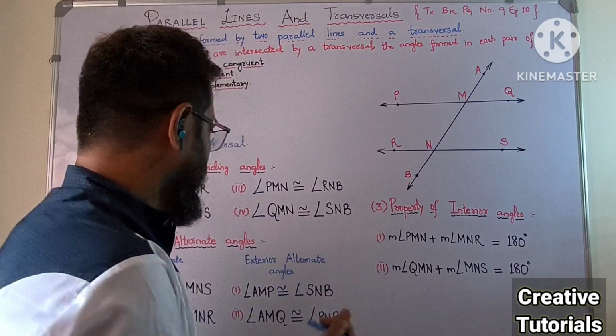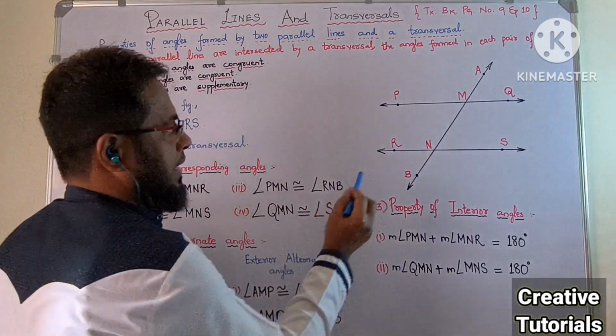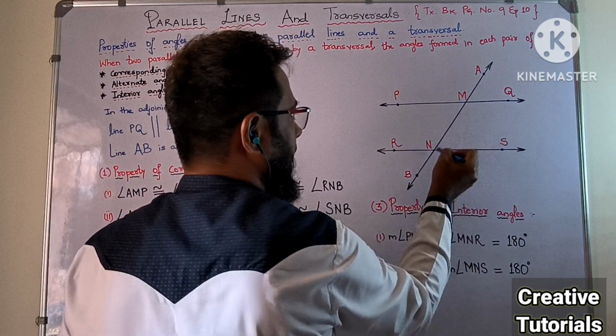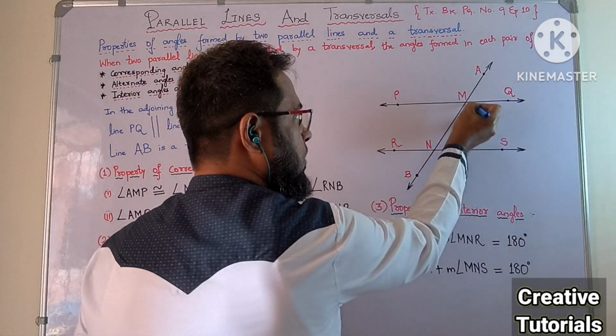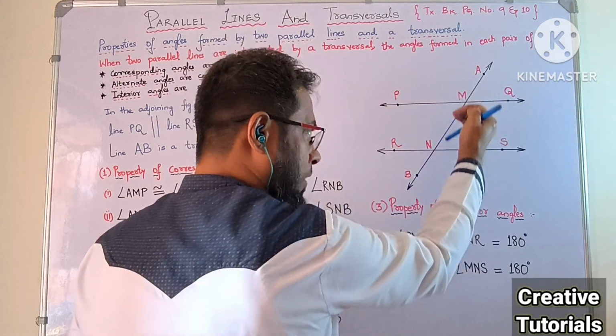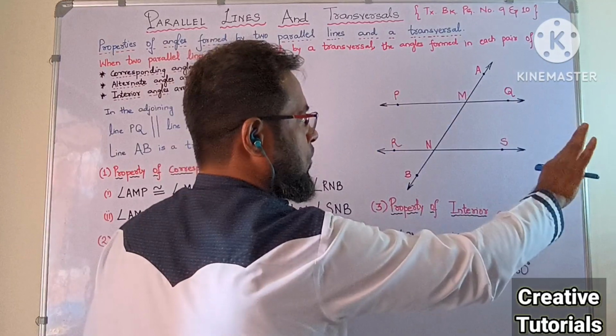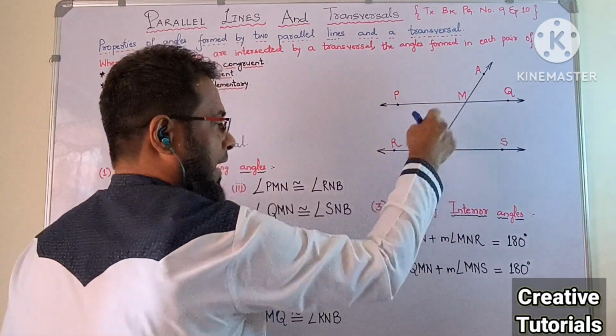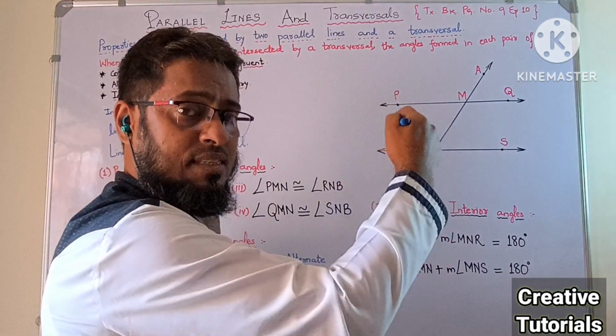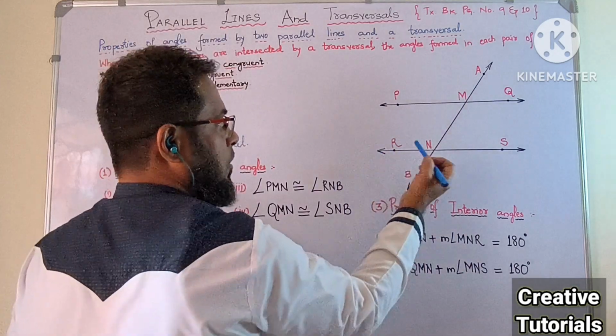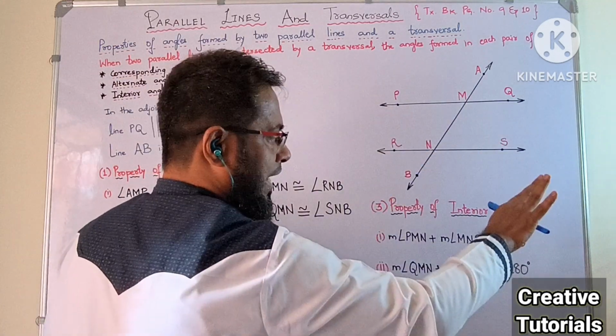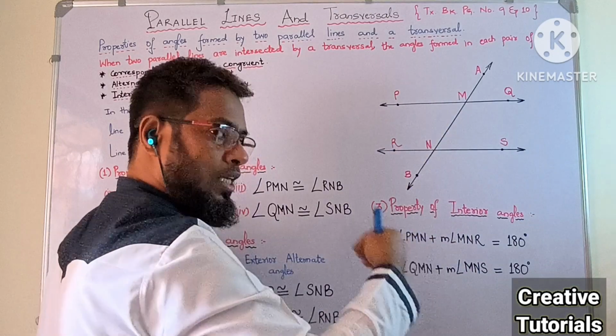Alright, so now let us see the fourth pair, angle QMN. It is this angle now. If you see clearly, this angle is below the line and on the right side of the transversal. So the pair which will go with this angle to be congruent will again be on the right hand side of the transversal and below the other line.